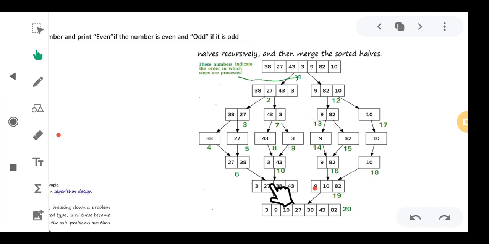Now among these two, if you consider it and try to fit it out, then what will happen? 3 will come first, then 9 will come out, then 10, then 27, then 38, then 43, then 80. Okay, so in this manner we have separated our problem, segregated it in a branched manner into several smallest subparts.